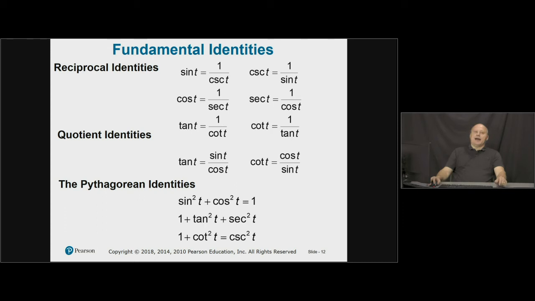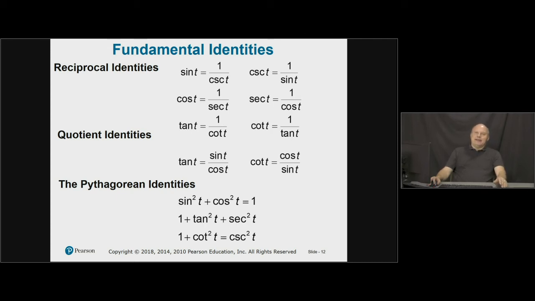If you have an angle of pi over 4 and have 1 plus cotangent squared of pi over 4, whatever that is will equal cosecant squared of pi over 4. It's going to be the same value. So these are called identities. As long as they are defined, they are true.